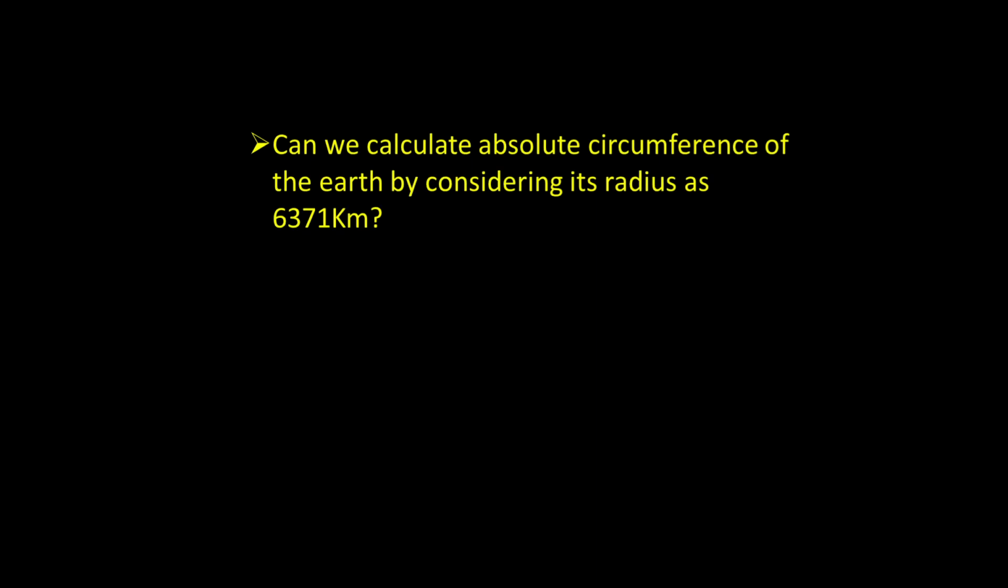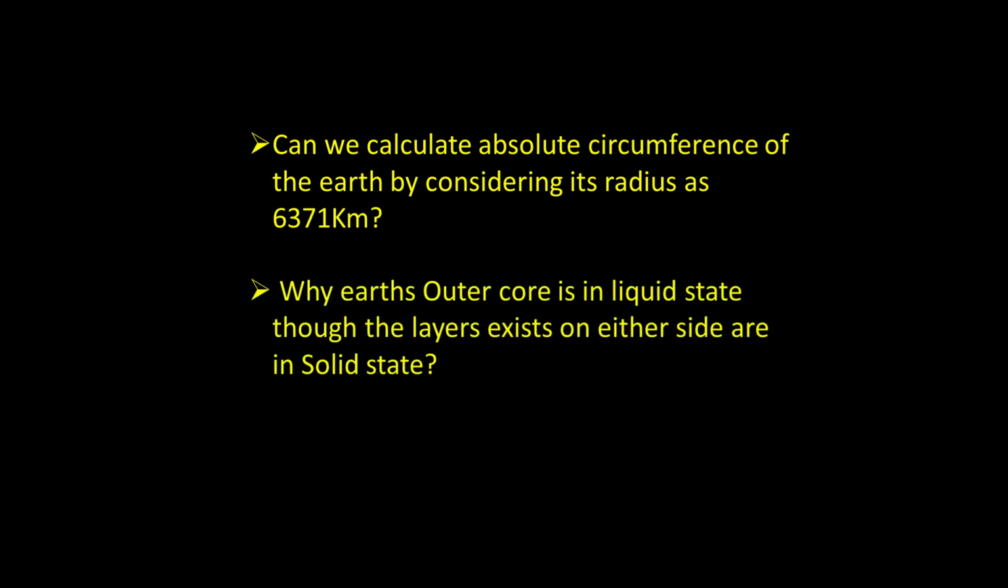So before closing I have some more questions for you. You can answer these if you watch the video completely. The first question is, can we calculate the absolute circumference of the earth by considering its radius as 6371 kilometers? The next question is, why is the earth's outer core in a liquid state while the layers on either side of the outer core are in a solid state? I have already given the answer in this video. If you watch it observantly, then you can answer this.